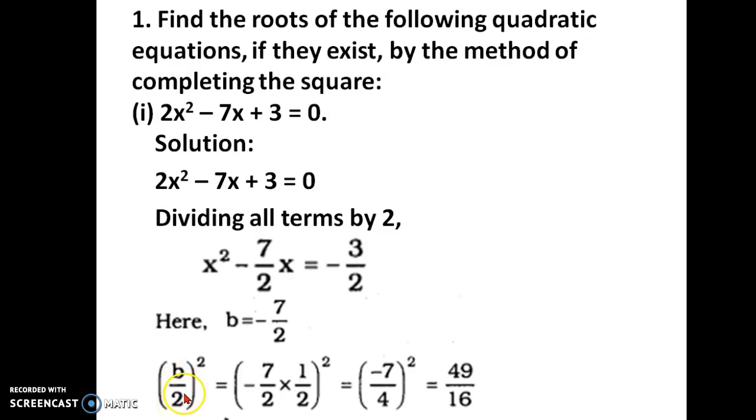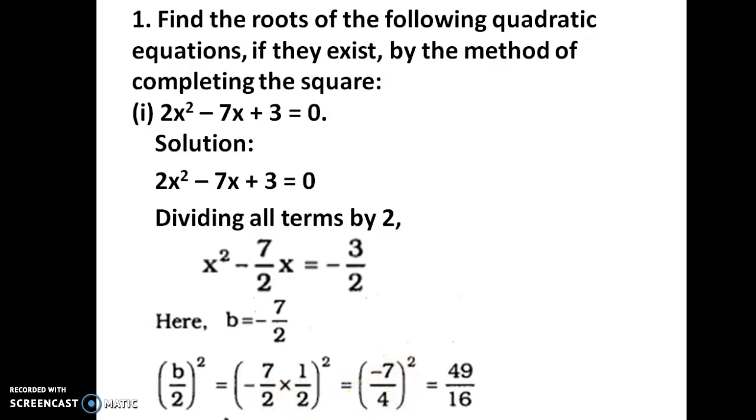In order to find b by 2, we can multiply by 1 by 2. Since this is a fraction, to avoid confusion I have written it like this, into 1 by 2. That means this b is going to be divided by 2, which is why I am multiplying by half. So first, minus 7 into 1 is minus 7, and 2 into 2 is 4.